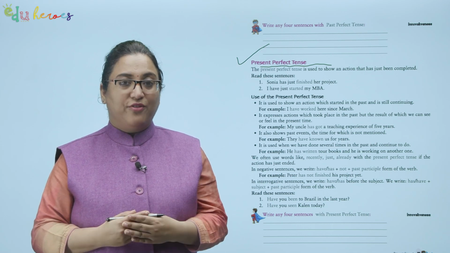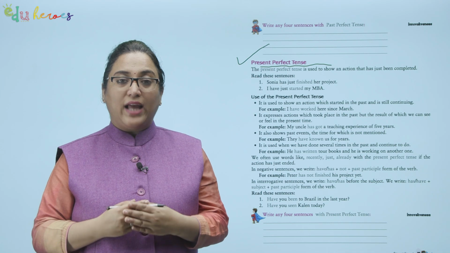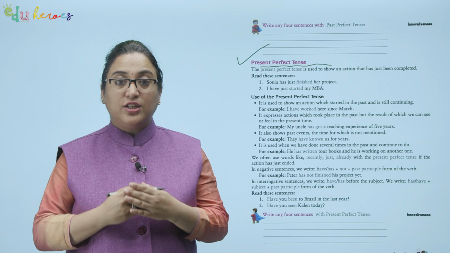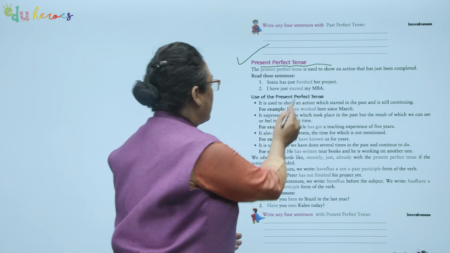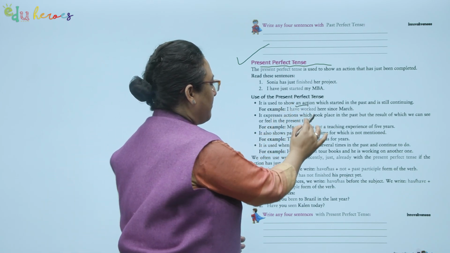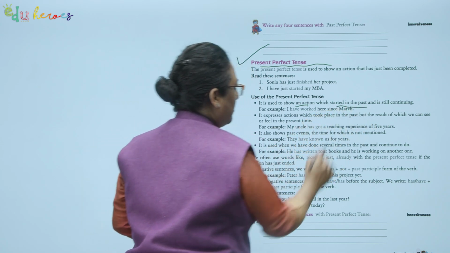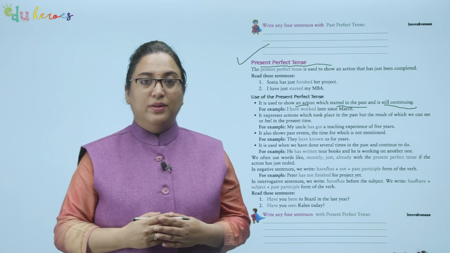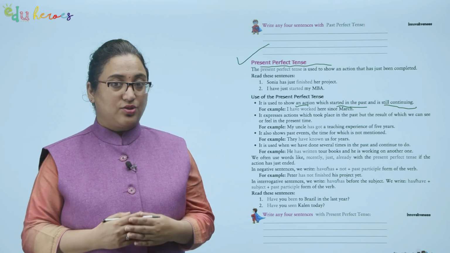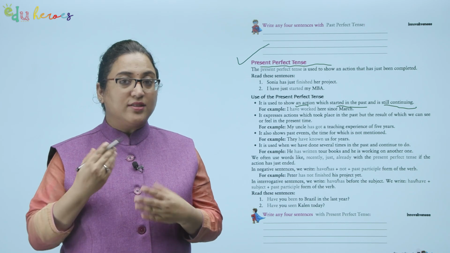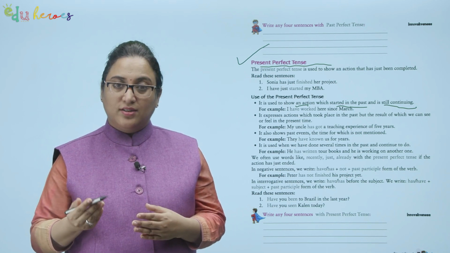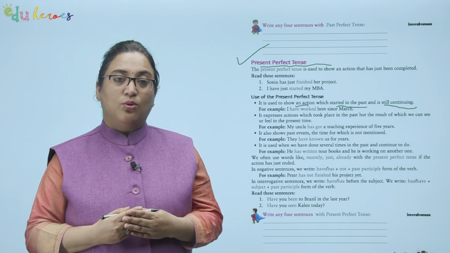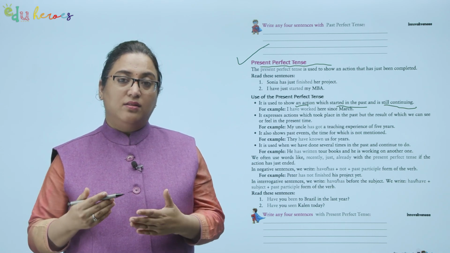Use of the present perfect tense. It is used to show an action which started in the past and is still continuing. So this is a very important point to note. There is an action which started in the past but is still continuing. For example, I have worked here since March. Now the word continuing doesn't mean that you write ing. You have to understand the sentence and its meaning. So I have worked here and I'm still working here.